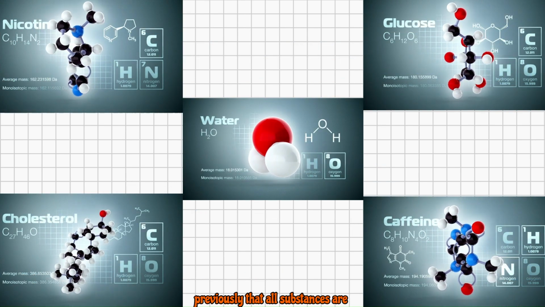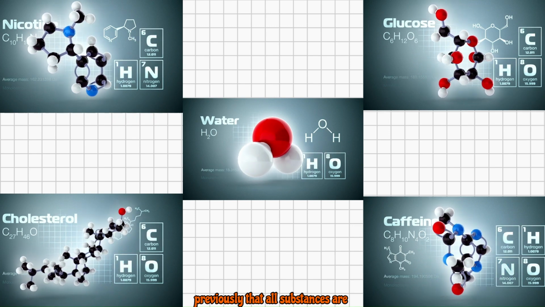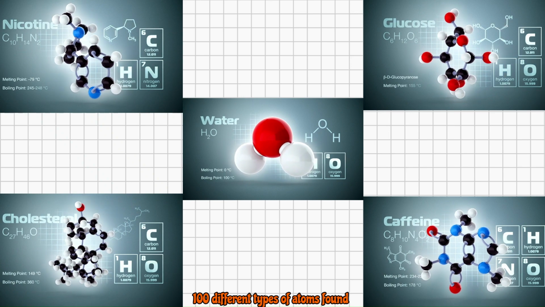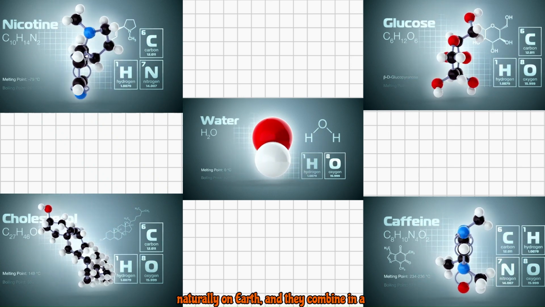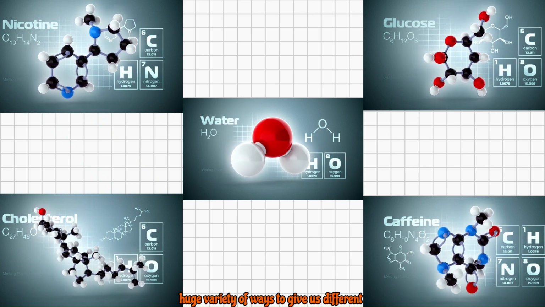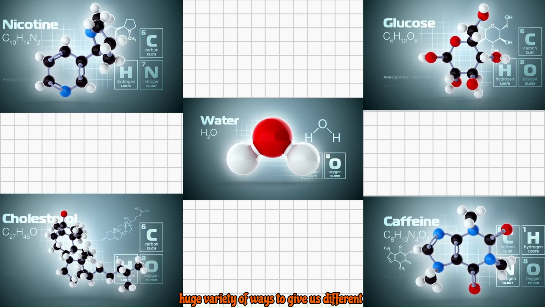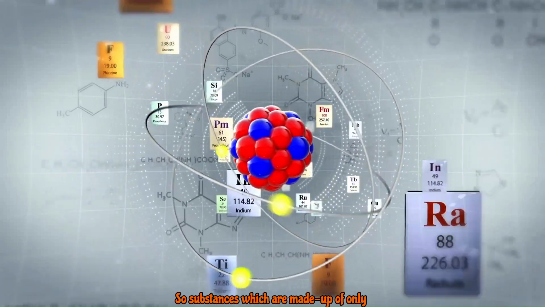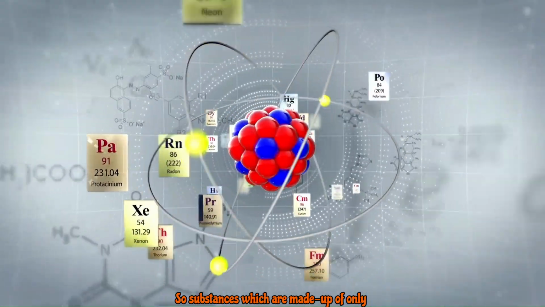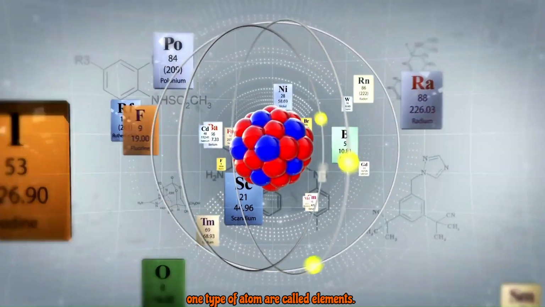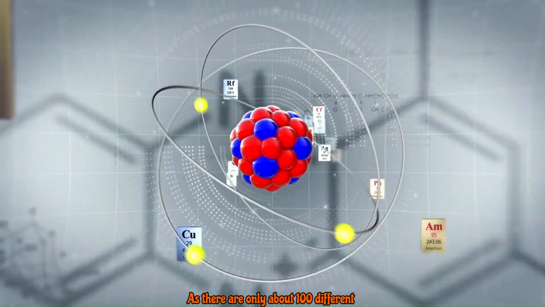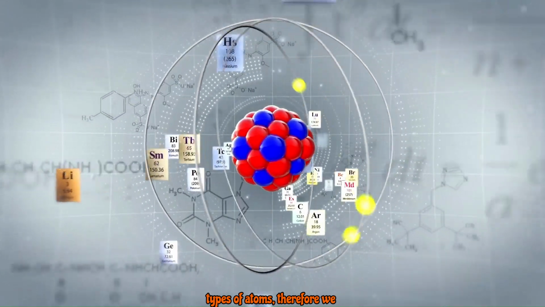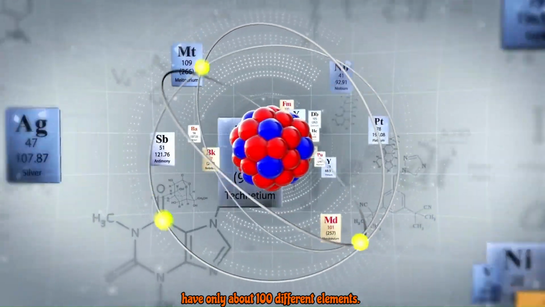As we have learned previously, all substances are made up of atoms, and there are around 100 different types of atoms found naturally on Earth, and they combine in a huge variety of ways to give us different substances. So substances which are made up of only one type of atom are called elements. As there are only about 100 different types of atoms, we have only about 100 different elements.